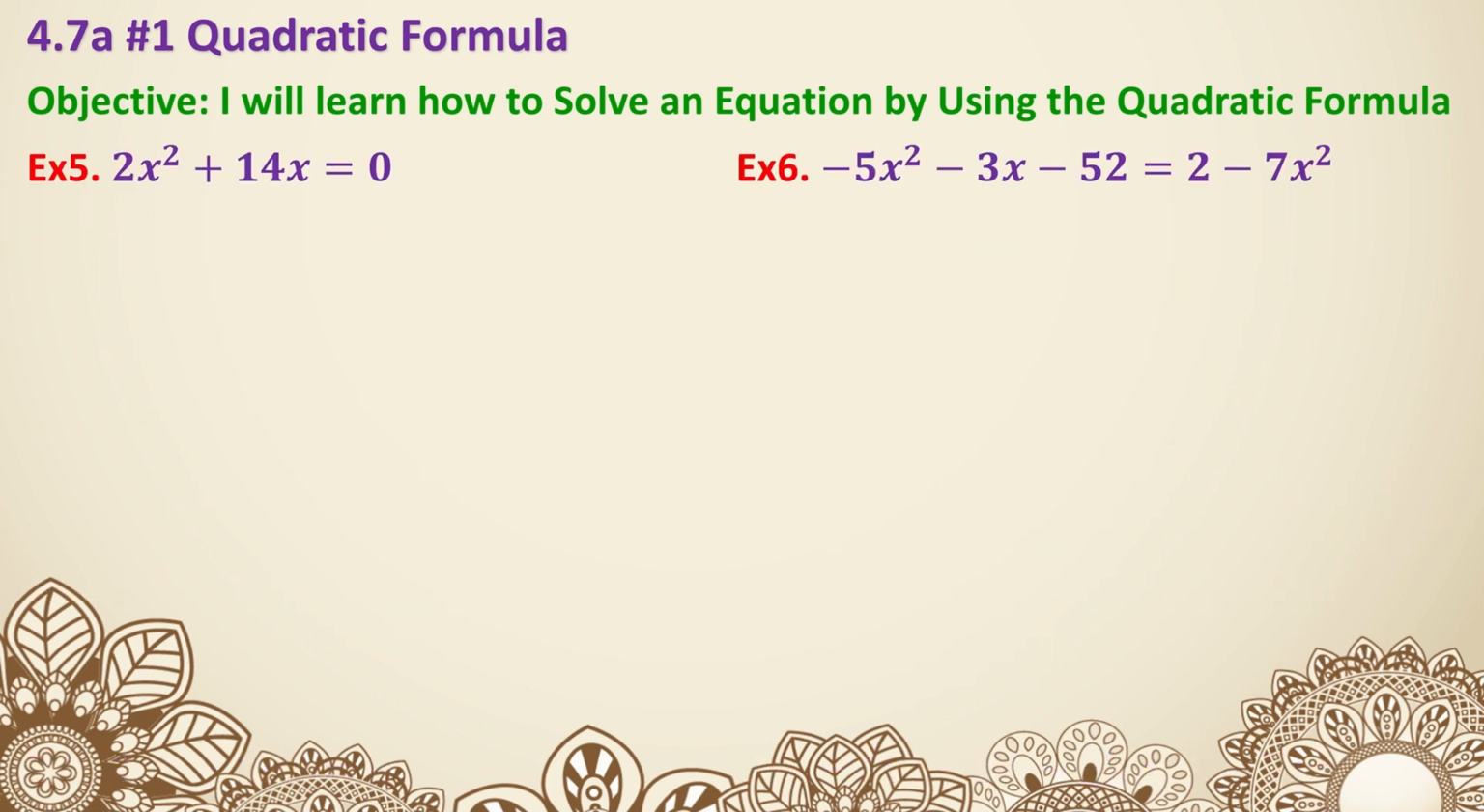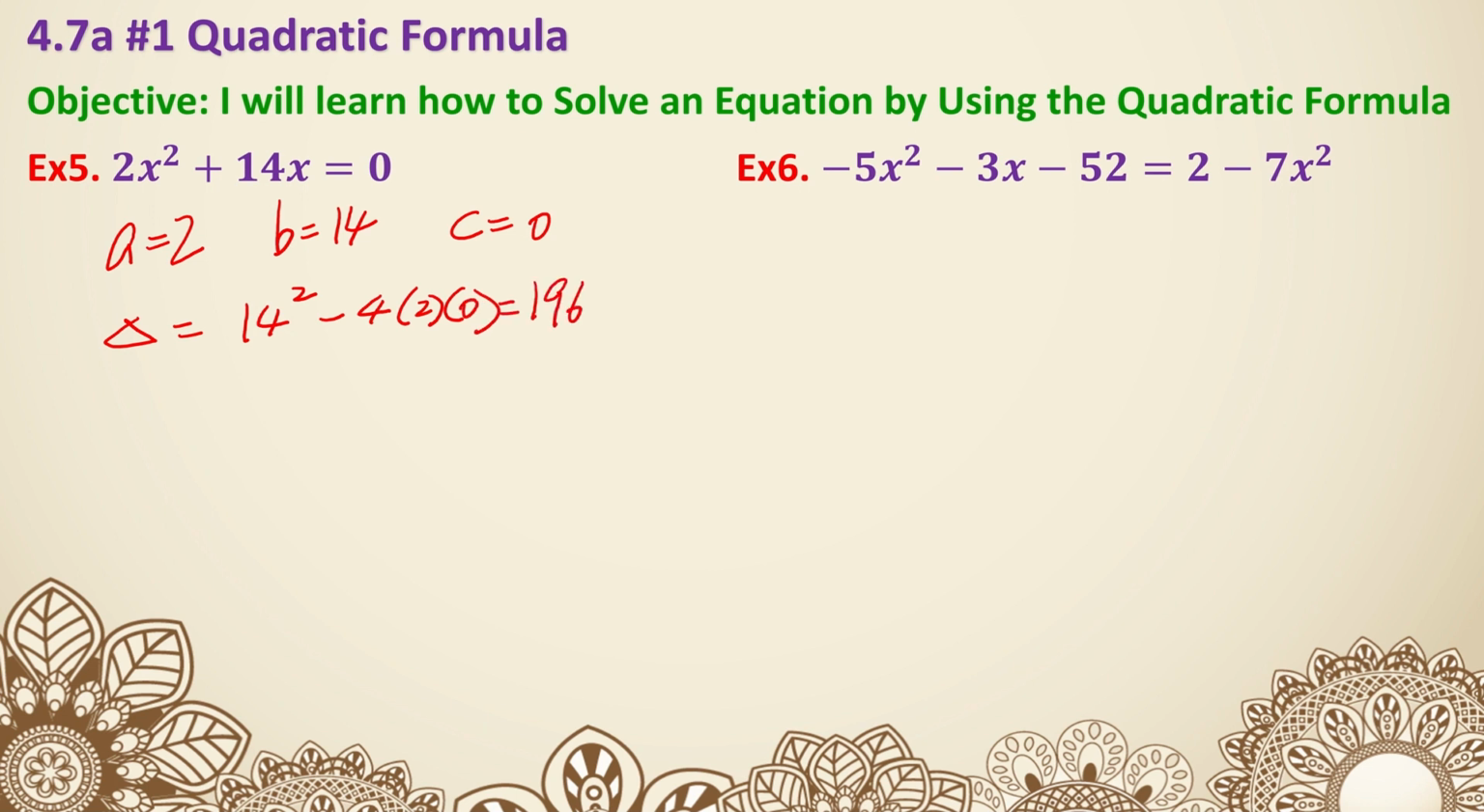Moving on, example 5. Okay, x squared in the front, which is going to give us the a, which is 2. b is with the x, so it's 14. c, oh well, we don't have a c because we don't have a number on the end. That just means c is 0. Discriminant is going to be 14 squared because it's b squared minus 4, a is 2, c is 0. So basically it is 14 squared minus 0, which is 196.